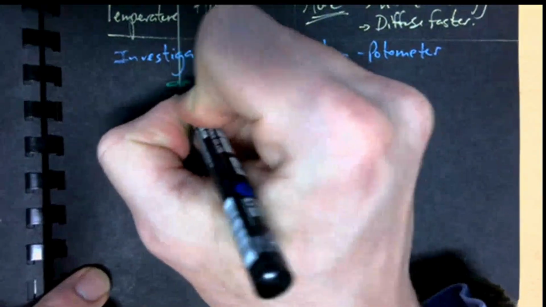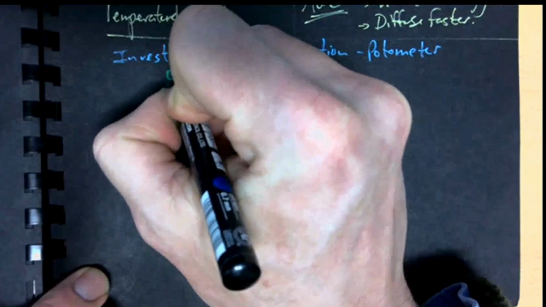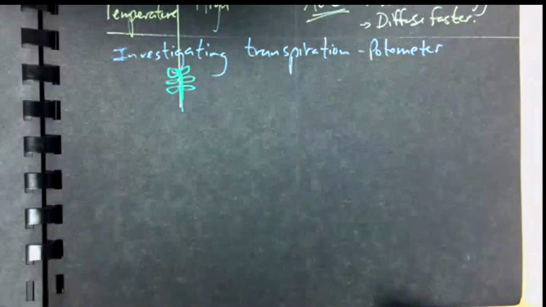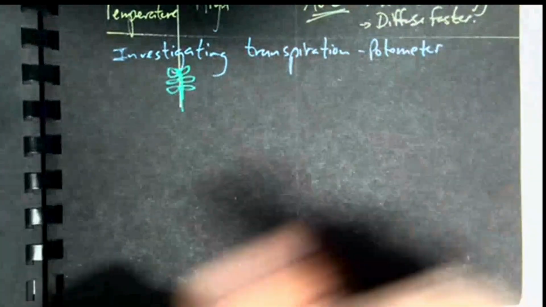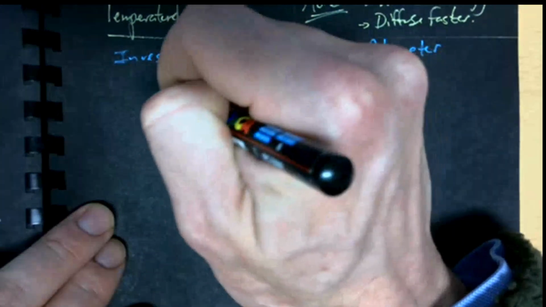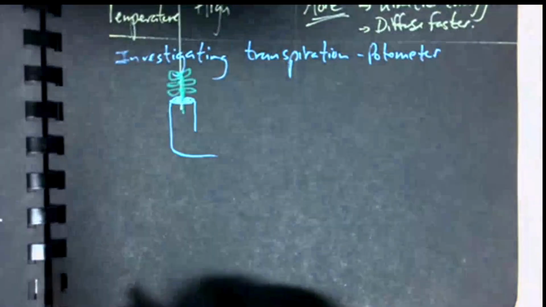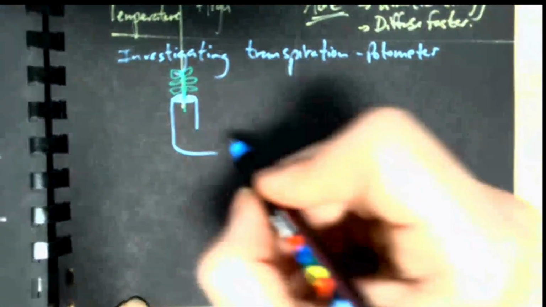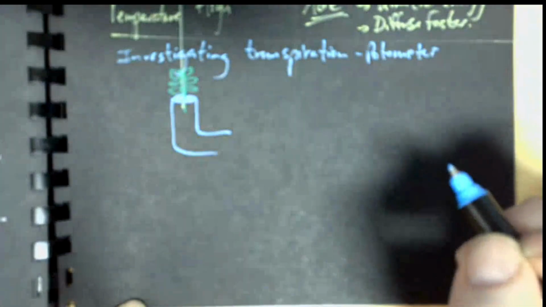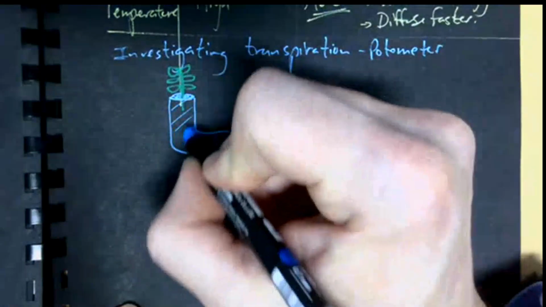So firstly, we need our plant. Here we go. I've got some leaves on the plant there. And this stem is going to go inside a tube, and we're going to seal this bit here. So it passes through, but it's sealed. And we're going to go into a reservoir. And this reservoir is all filled with water.